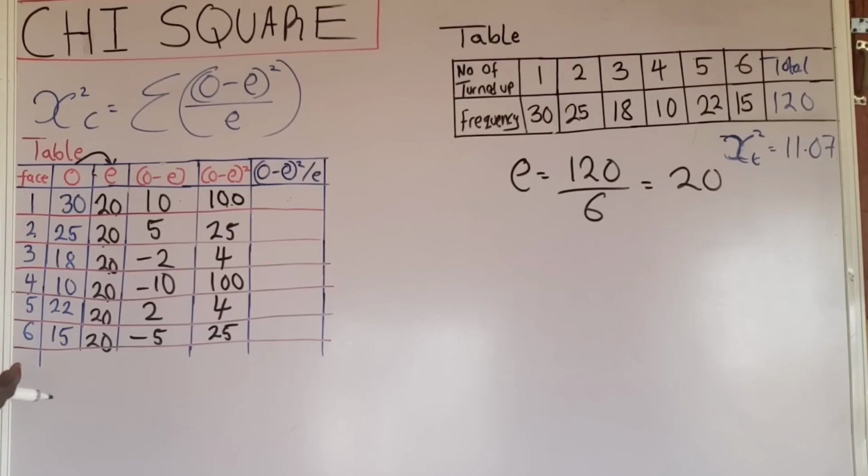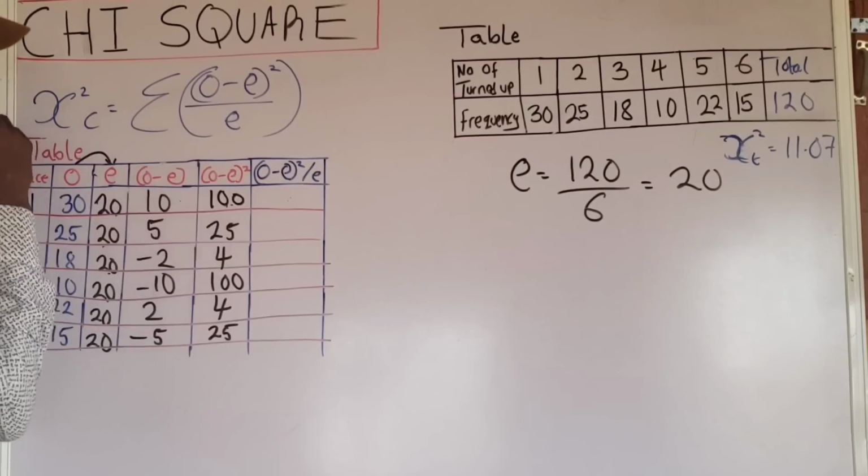Even though all the expected values are the same for all the faces, because if the die is unbiased, the faces must show at equal numbers of times. You understand? Okay, so that's why I have 20 here. So 100 divided by 20 is what? That is 5.